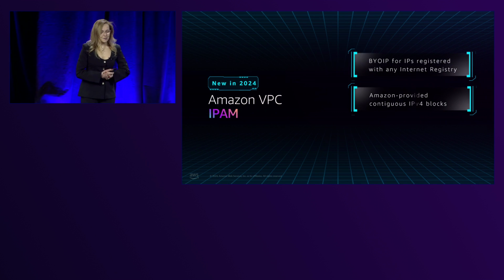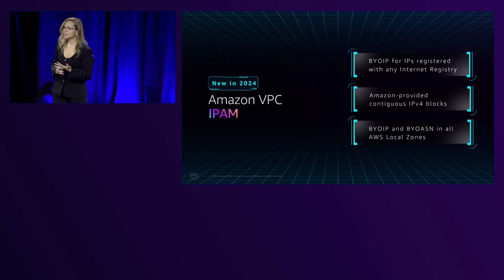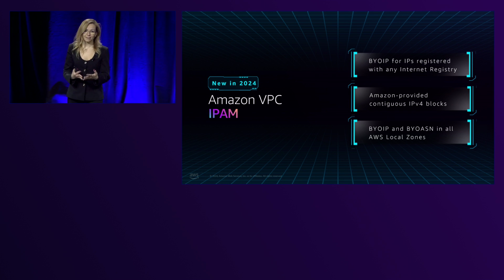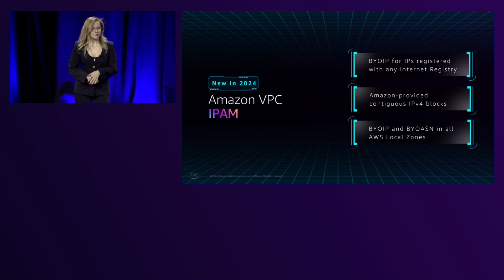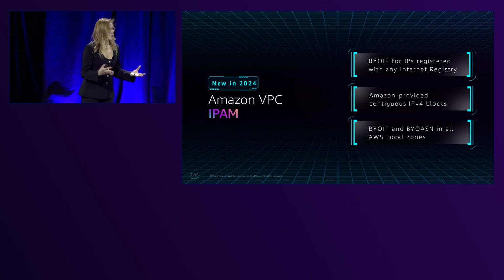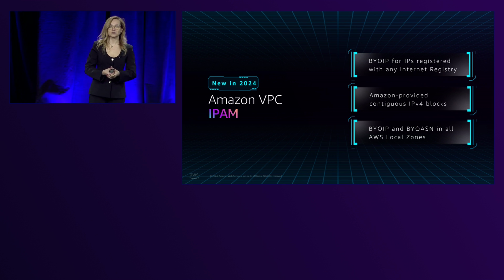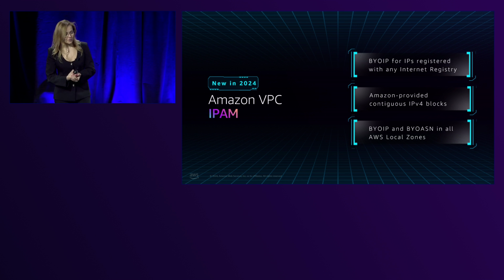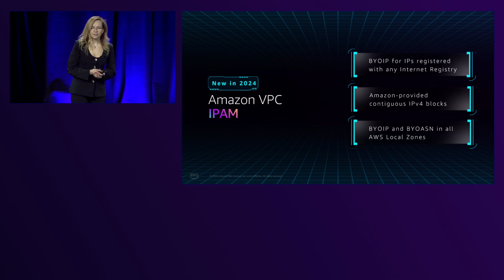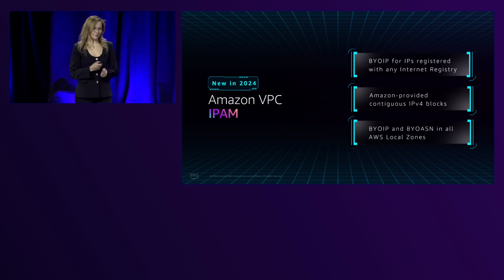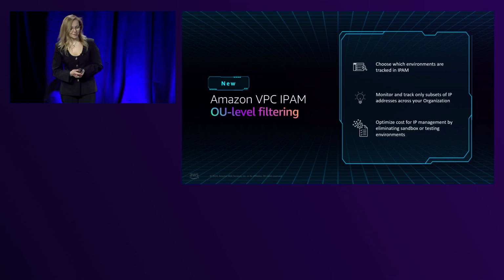Now, IPAM in 2024 had a bunch of features that were launched. Bring your own IPs registered with any internet registry are now supported. Amazon Contiguous provided IPv4 blocks, which allow you to essentially use Amazon-provided IP addresses across multiple accounts within a region. And bring your own IP and bring your own ASN across AWS local zones, another very important feature asked for by customers who are deploying their compute towards the edge.